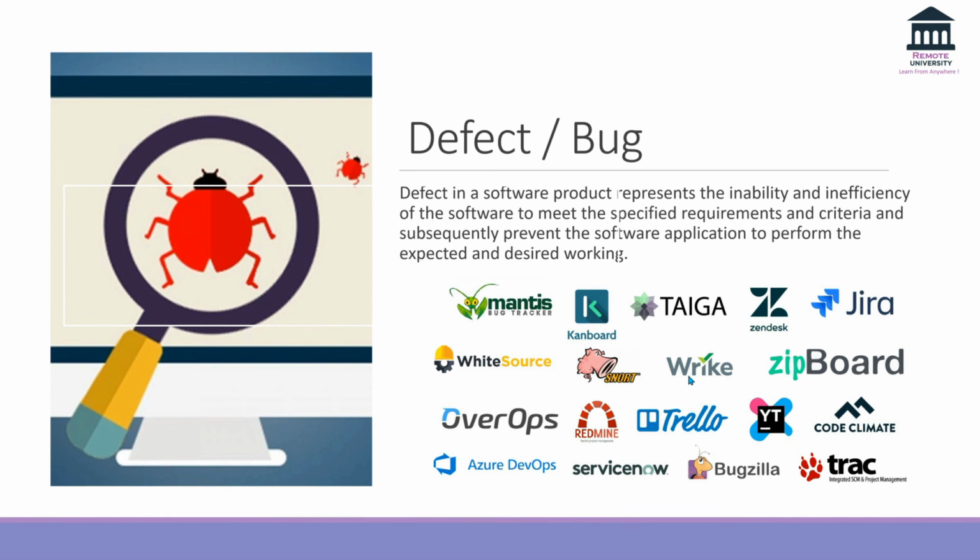What are the different defect tracking tools currently in use in the industry? If you are looking for a definition of a defect or a bug, a defect in a software product represents the inability or inefficiency of the software to meet the specific requirements and criteria, and subsequently prevents the software application from performing the expected and desired functionality. So basically, a defect is something which is preventing the application from performing what we wanted it to perform.